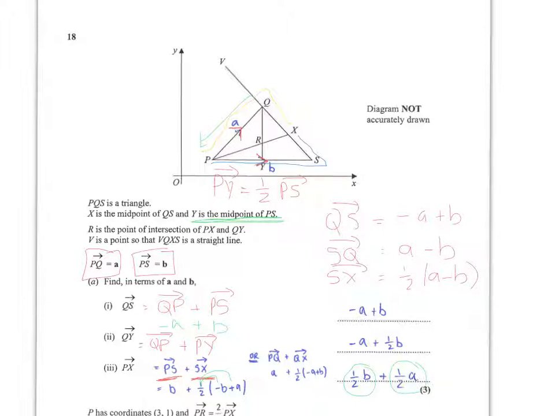Now if we'd gone the other way, if we'd gone via q, p to q plus q to x, well p to q we know is a. Q to x is half of q to s. So half of minus a plus b, a minus a half a leaves me with half a plus a half b.